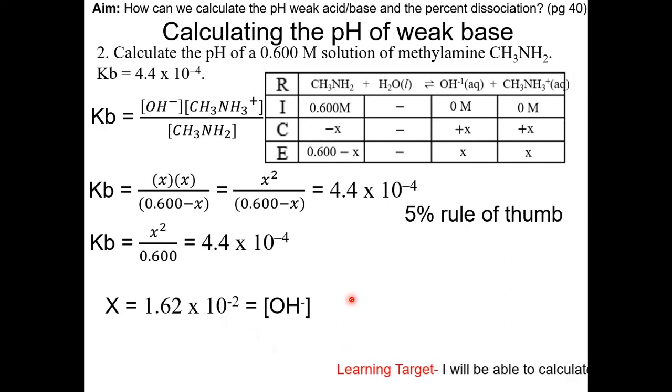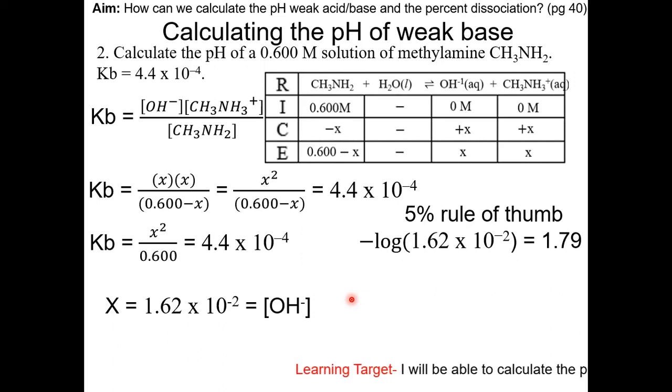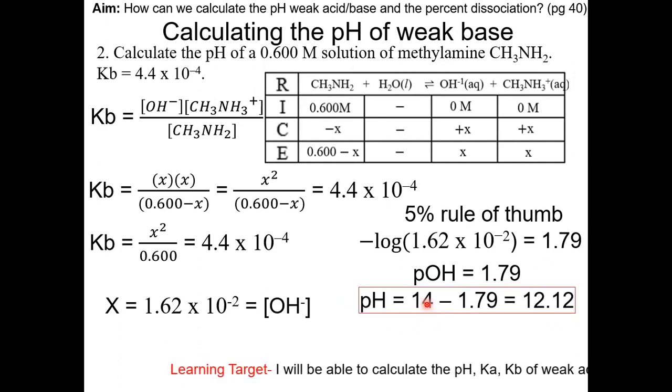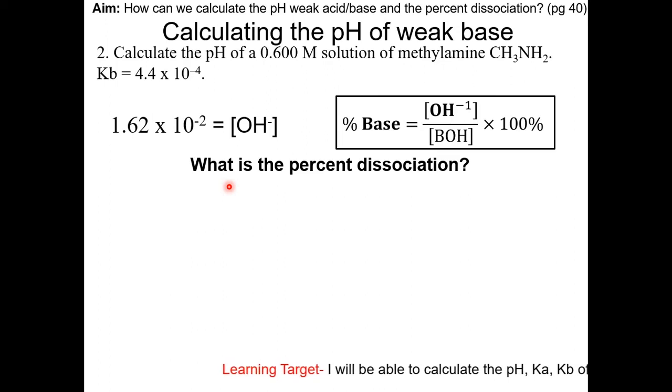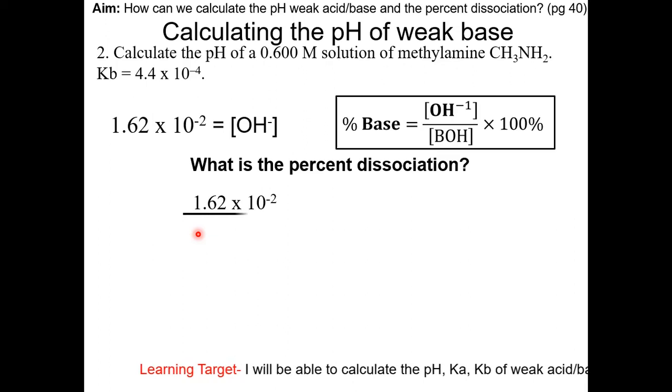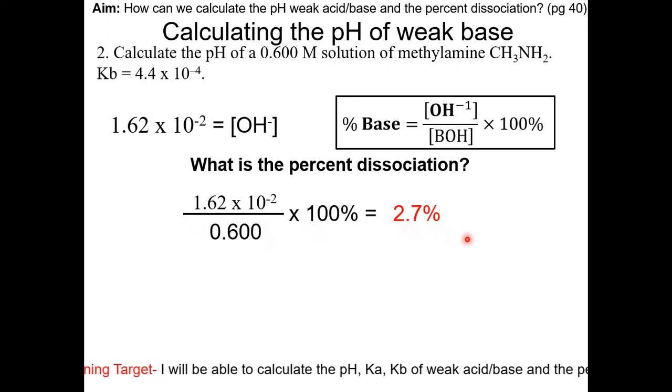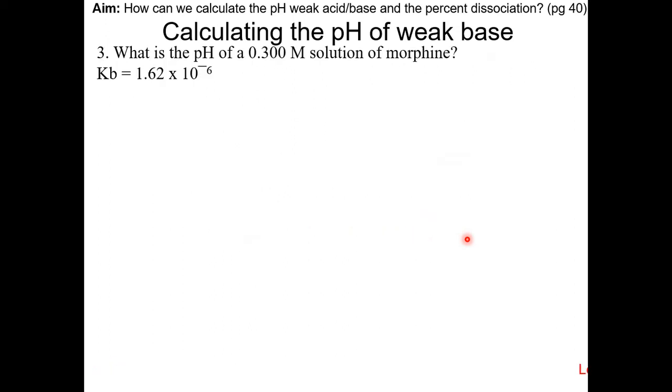To get the pH, we must first solve for the pOH, which is the negative log of the hydroxide ion concentration. pOH is 1.79. To solve for the pH, we do 14 minus the pOH to get the pH, which is 12.12. To get the percent dissociation, it will be the concentration of hydroxide over the concentration of methylamine times 100%, which is 2.7% dissociation. Try to do question 3 by yourself, pause the video, resume as completed. Here are the answers.